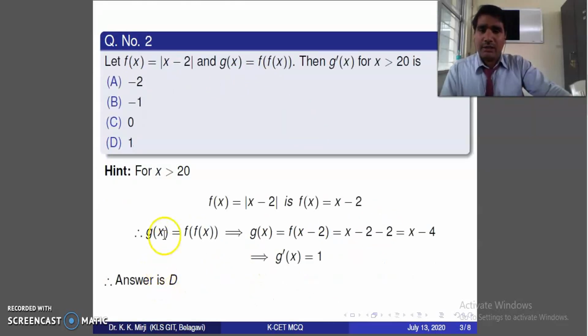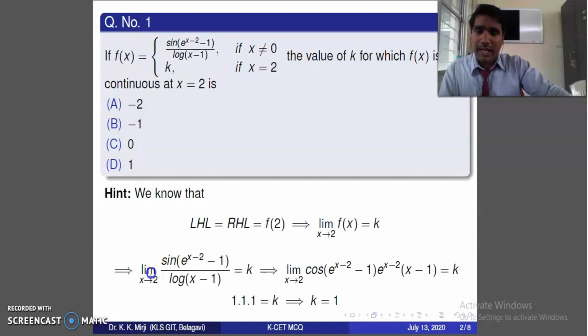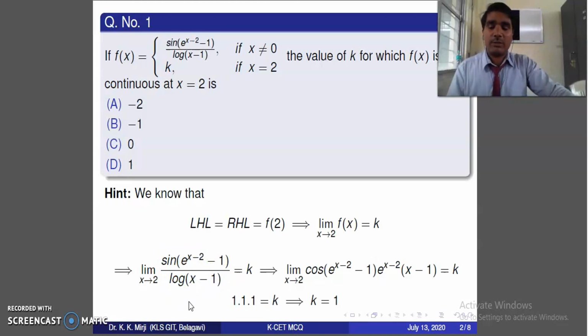So now here limit as x tends to 2 of f of x, which is sine of (e to the power x minus 2, minus 1) divided by log of (x minus 1), is equal to k. If you put x equals 2 in this numerator, that becomes sin of (1 minus 1), because e to the power 2 minus 2 is e to the power 0, that is 1, so 1 minus 1 is 0, and sin 0 is 0. Similarly, if you put x equals 2 in the denominator, log of (2 minus 1) is log 1, whose value is 0. So what we get is the 0 by 0 form. If you get a 0 by 0 form in a limit, then we apply L'Hospital rule.